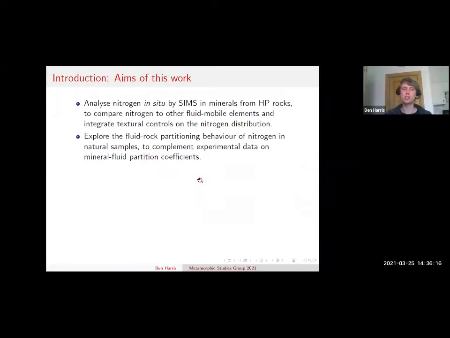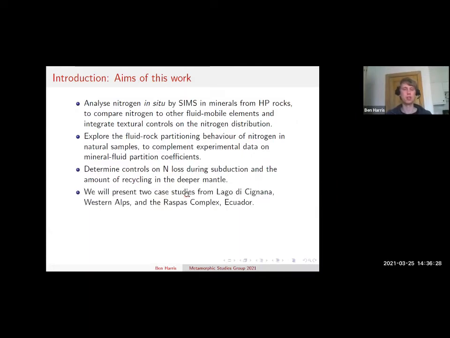We can use this data then to explore the fluid rock partitioning behavior of nitrogen in natural samples and compare this to experimental data on mineral fluid partition coefficients. And we can say something about the nitrogen loss during subduction. So we will look at two case studies, one from the Western Alps and one from Ecuador.